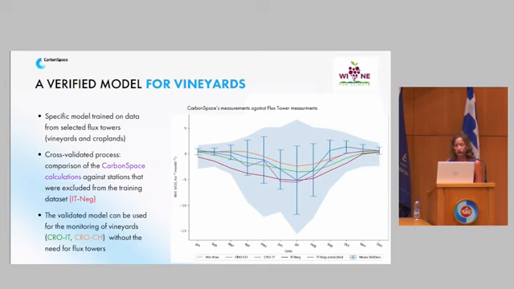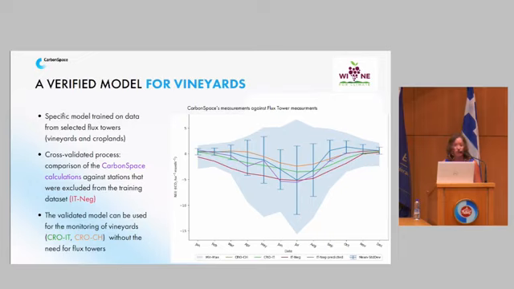Because the cost of a tower is impressive. It costs about 60,000 euros. Not everyone can afford to do that. That's why usually they are bought by research institutes, universities, or wine institutes, for the sake of understanding the carbon dynamics of the vineyards. In our case, we had a cross-validation process to make sure that it works even in the absence of a tower.